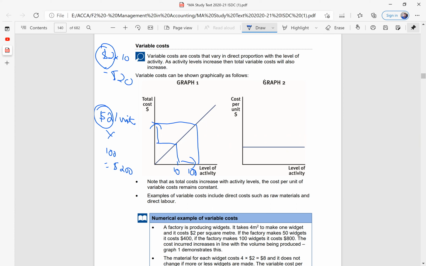If you see, this graph one shows total cost, which is why the graph is moving upwards. But graph 2 shows cost per unit, and this is not moving with the level of activity. It is remaining constant. Why? Because you yourself saw that $2 is remaining constant.